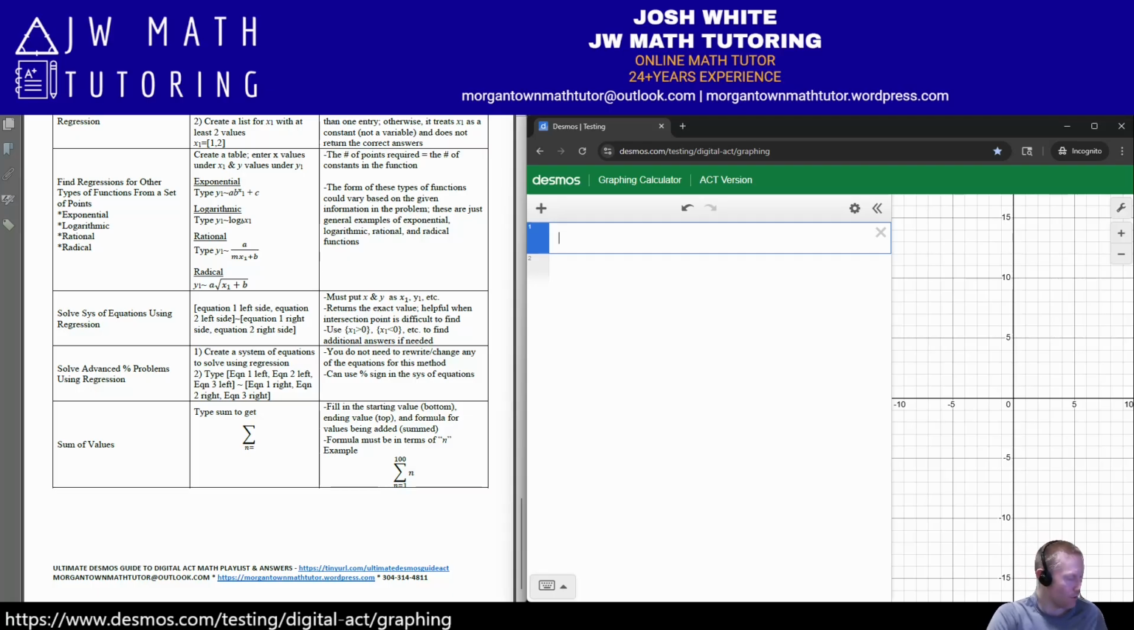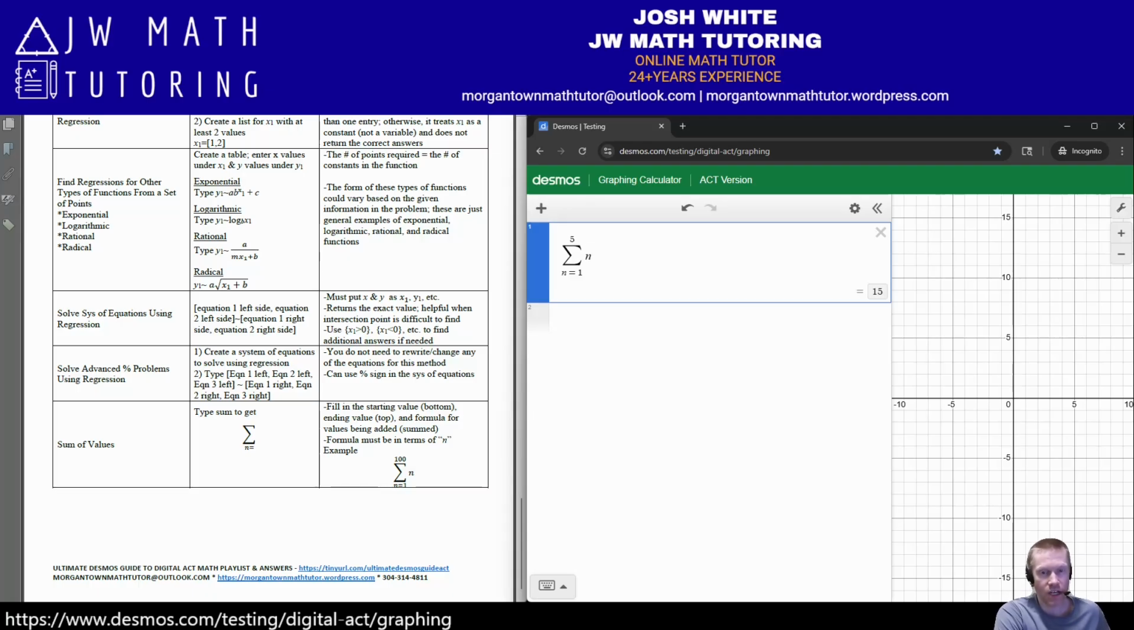So, for example, you type sum, and let's just do a very basic example, 1 to 5, and your formula is going to be in terms of n here, because notice it's down here, n equals 1, n equals 5. So if you just do n, this is basically saying if you take 1, 2, 3, 4, 5, and you add them all up, you get 15.